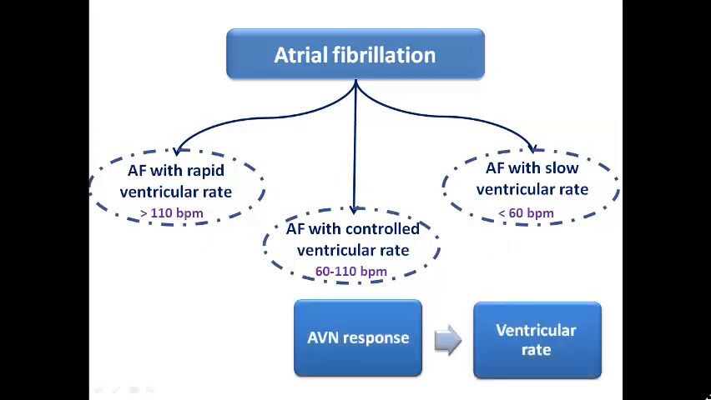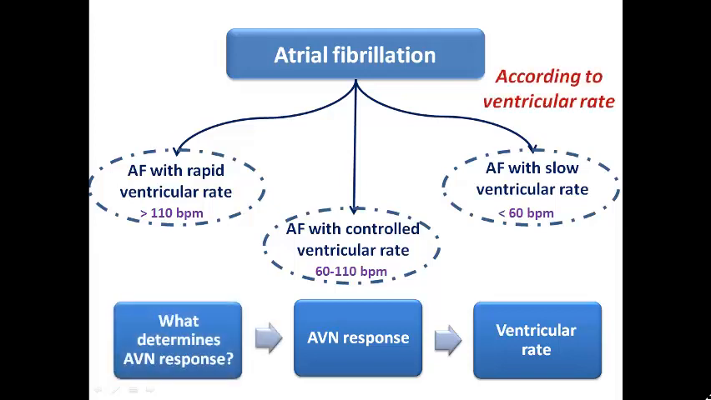So the AV nodal response determines the ventricular rate. But what determines the AV nodal response, to classify the AF into rapid, slow, or controlled ventricular rate? It can be determined by autonomic nervous system activity. Some patients may have sympathetic overactivity, and so when they develop atrial fibrillation, they have a very high heart rate and he comes to the ER, not just the clinic, because he has sudden onset of palpitation and dyspnea.